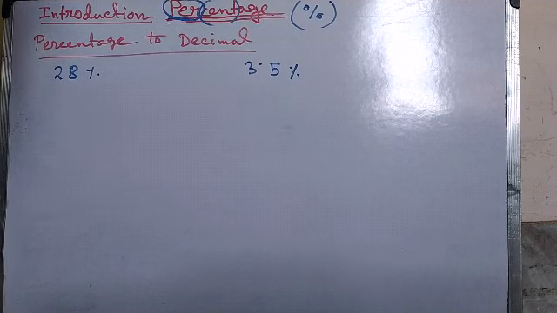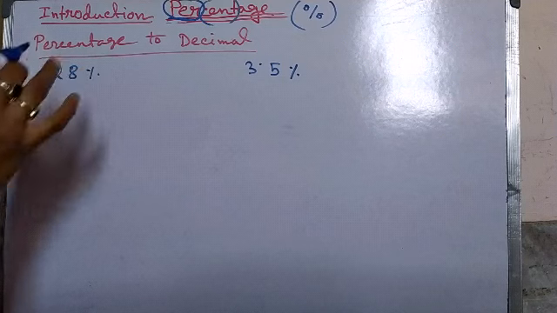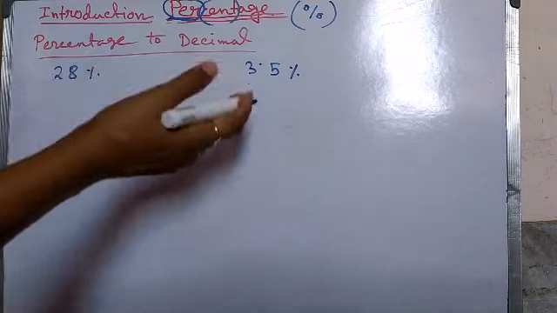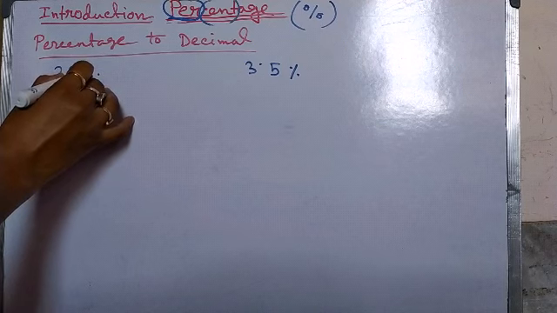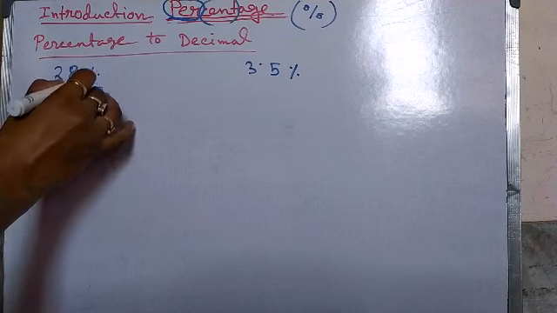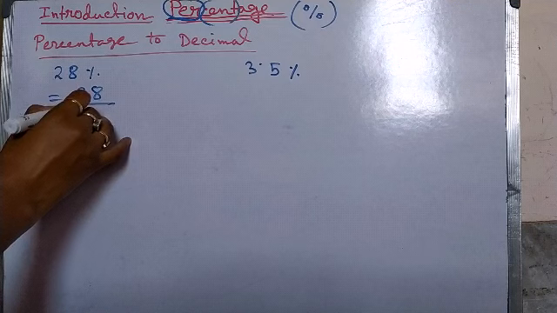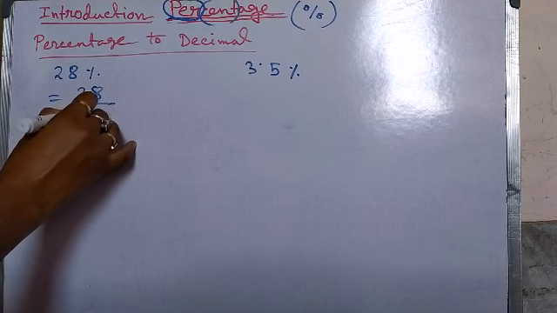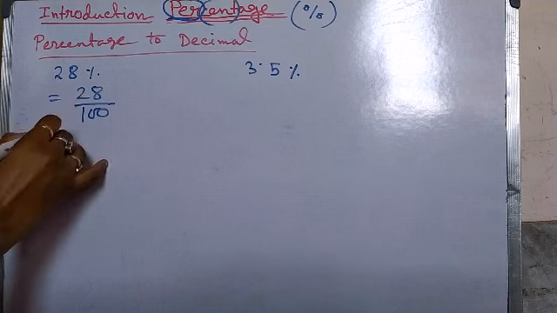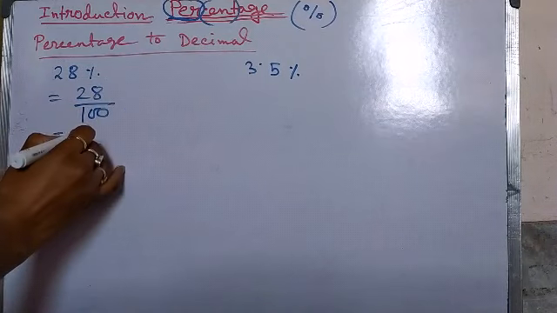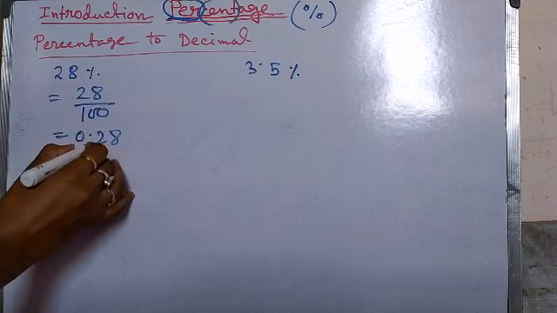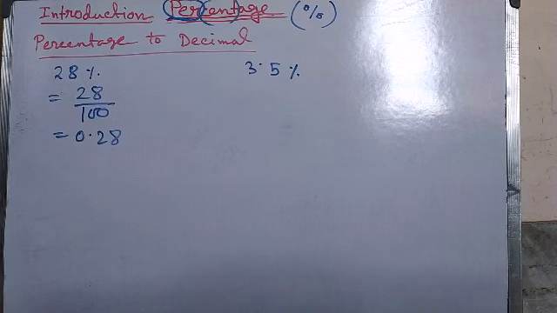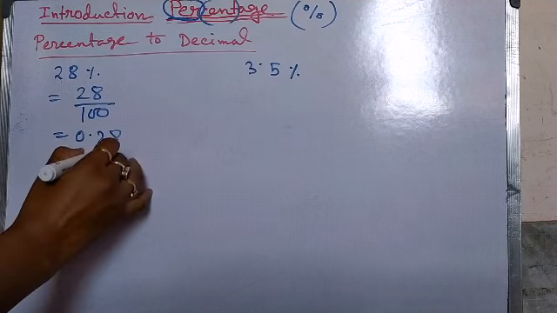Now I will discuss percentage to decimal, how to convert. Here 28% is given. We have to convert it into decimal. Now 28% means, at first we write what percent means, 28 by 100. Then we will convert it into decimal. That means 0.28, because there are 2 zeros, so the point will be 2 digits before. So 0.28 will be the answer.